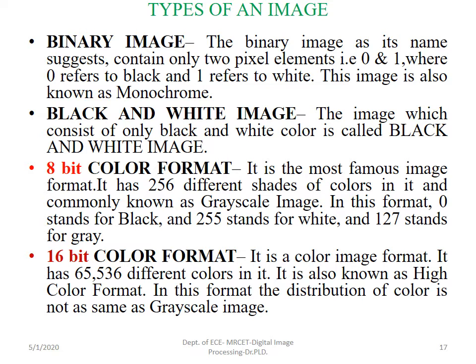Then the 16-bit color format. It is a color image format. It has 65,536 different colors in it. That is 2 power 16, 2 power 16 different color possibilities, that is 65,536 different colors are possible in it. It is also known as the high color format. In this format, the distribution of color is not the same as in a grayscale image.